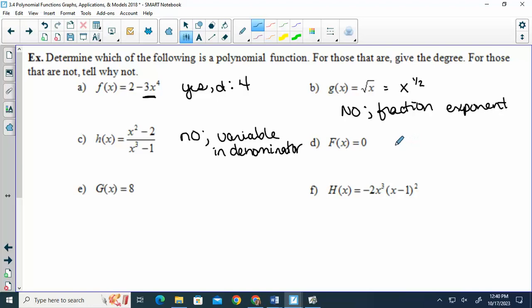Is D a polynomial? It is. But the degree is tricky. So I think we talked about this one in the last section. This is what's called the zero polynomial. Remember, 0 is the same as 0x, is the same as 0x squared, is the same as 0x to the 100. Can you tell me what the degree is then? So for the zero polynomial, we actually say it has no degree, because you could put any exponent there and it would be equivalent.